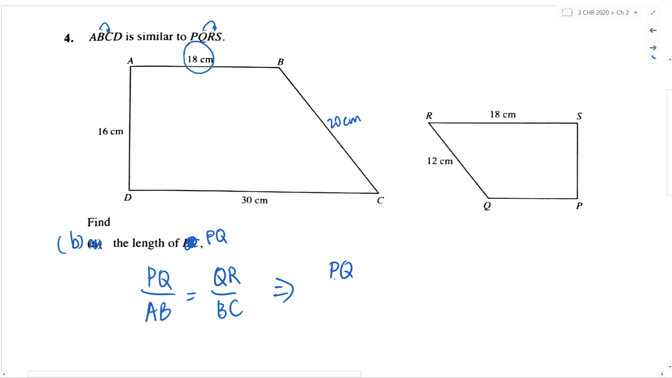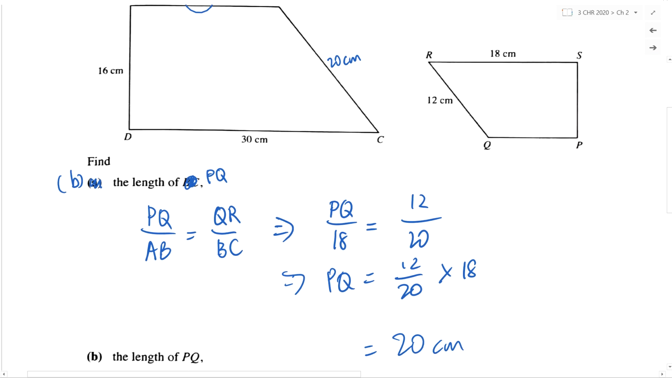So PQ is our unknown, AB is 18, QR 12, over BC 20. So PQ is 12 over 20 times 18. 12 divided by 20 times 18. Wow, what's this? 10.8 cm. So that is PQ. PQ is 10.8 cm.